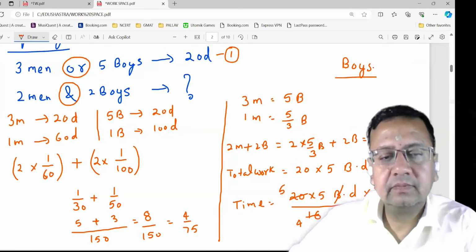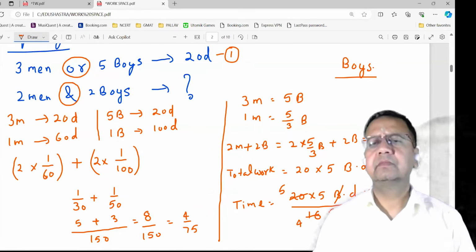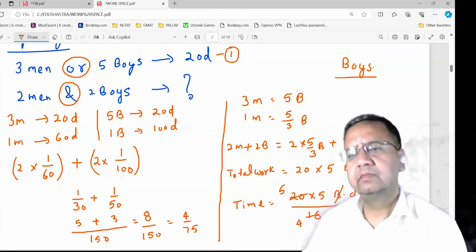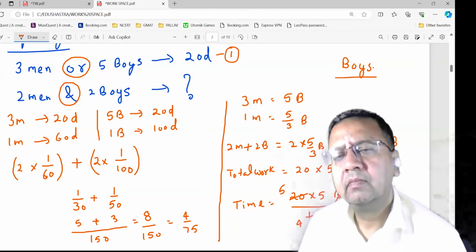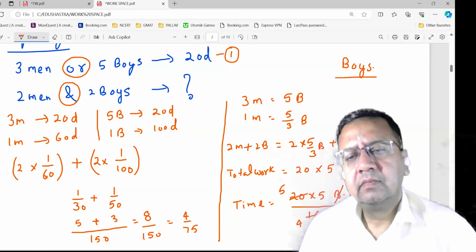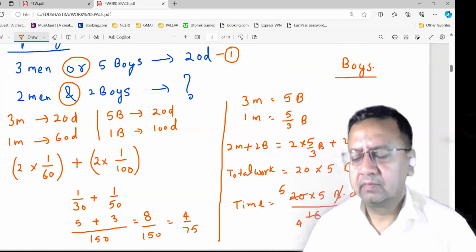Sir, can't we take it like 1 man is equal to 5 by 3 boys, right? So we can put the b in denominator of m, like 1 m upon 1 boy is equal to 5 by 3. So 1 man is equal to 5 and 1 boy is equal to 3. So efficiency will be 5 for man and 3 for boy. Then we can calculate it in a very easy way.